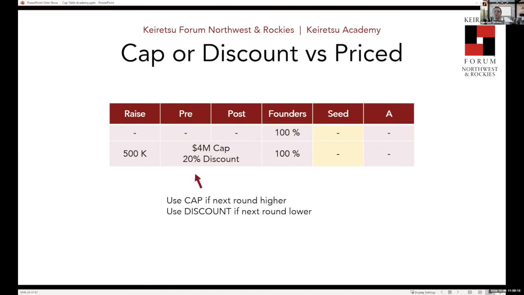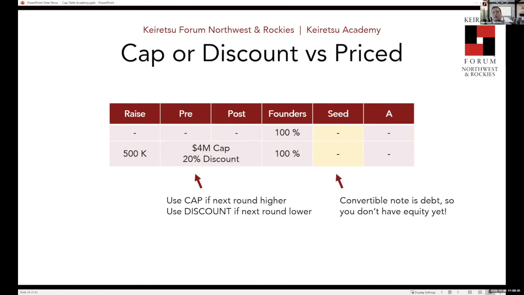So in this case, we're going to replace that first round with a convertible note. The company is going to be raising $500,000 on a 4 million cap with a 20% discount. And again, hopefully everybody's familiar with convertible notes. You of course use the cap if the next round comes in higher, and you use the discount if the next round comes in lower. And the point of that discount is to reward the early investors for taking that additional risk before the company has met more of its milestones.